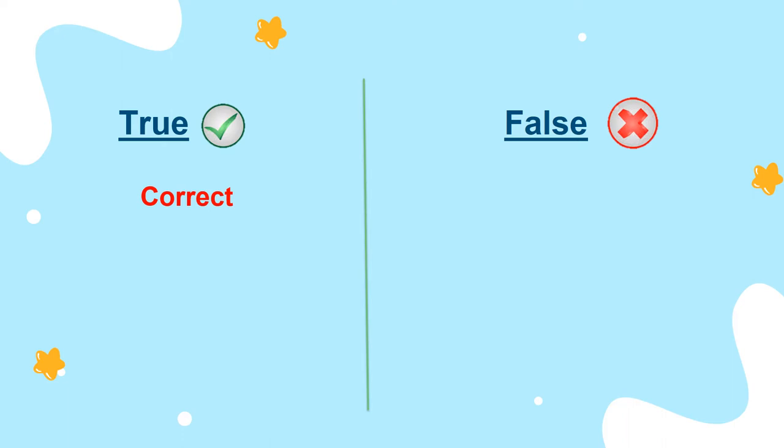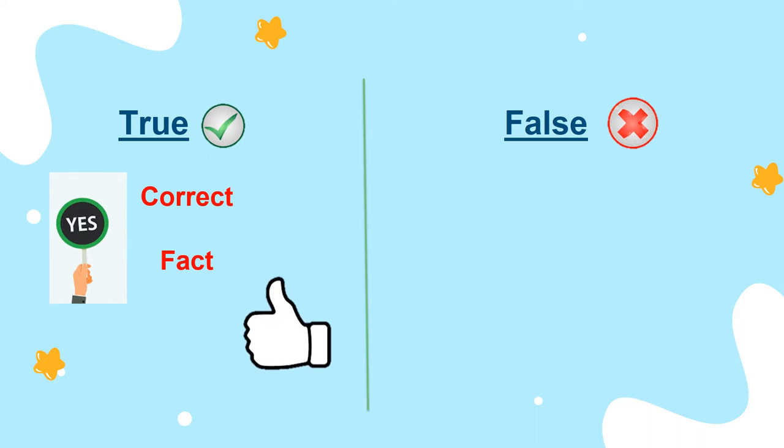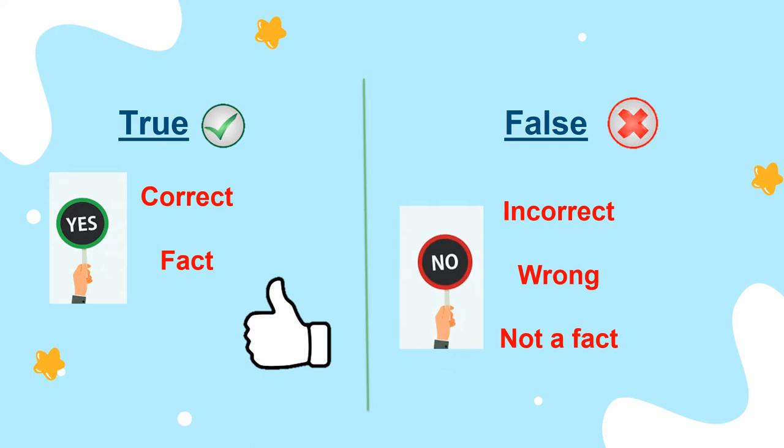True means correct, a fact, and something right, okay? False is the opposite of true. It means something incorrect, wrong, and not a fact. So, how can I compare when I have something? If it's true, it's correct, I say it's true. When I say something and it's incorrect or wrong, it means false.